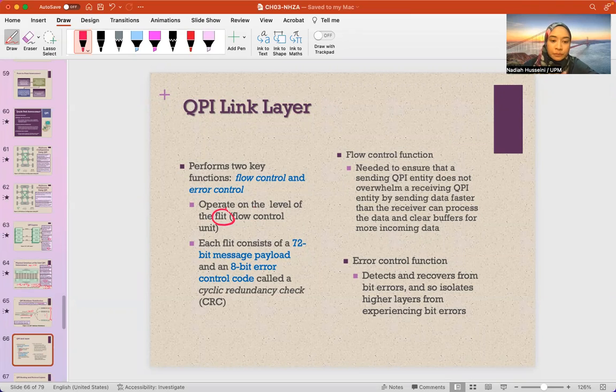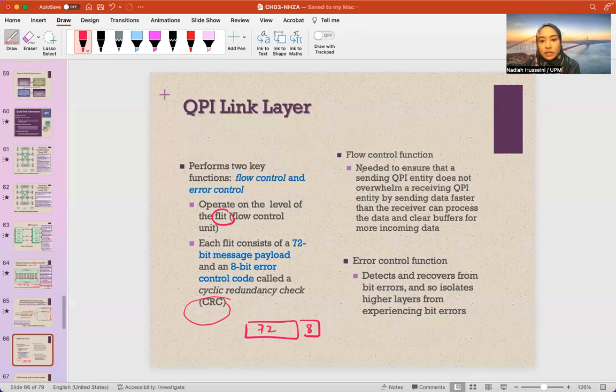Flow control. Each flit consists of a 72-bit message payload and an 8-bit error control code called CRC. Maybe you've seen this term before. I'm not sure in which subject, but CRC is pretty famous. So you have your 72-bit payload and your 8-bit CRC over here. And then the two functions are the flow control function and the error control function.